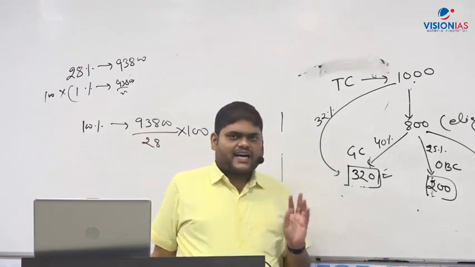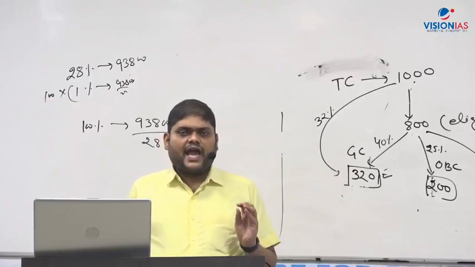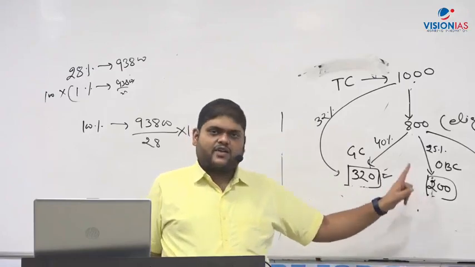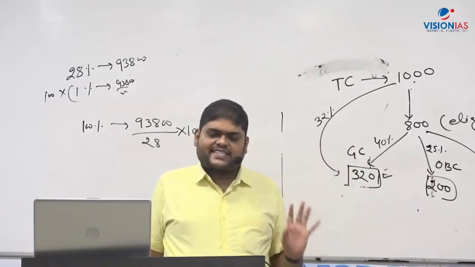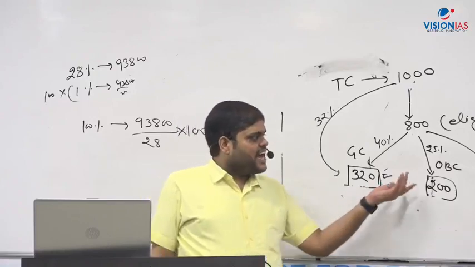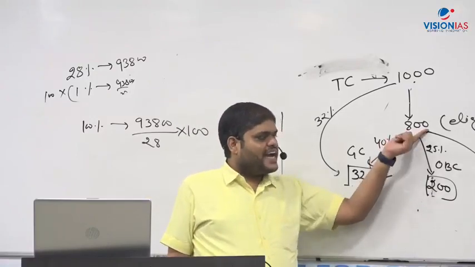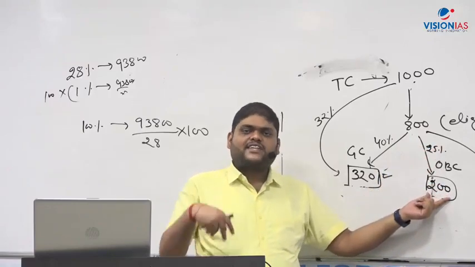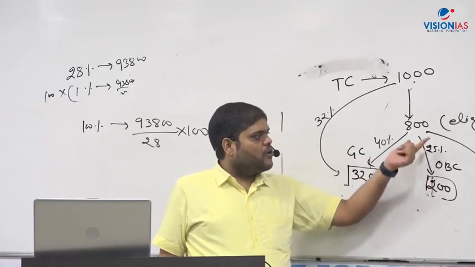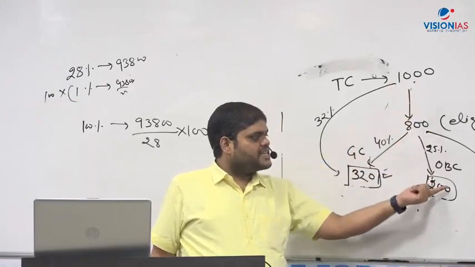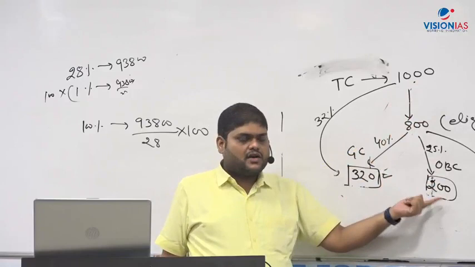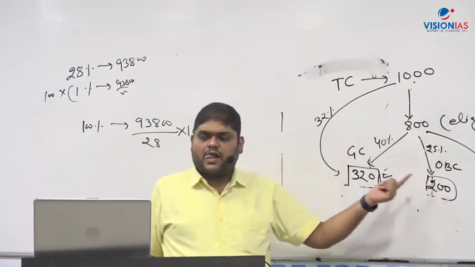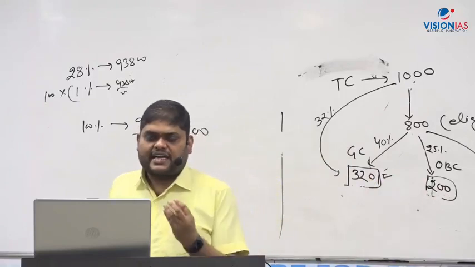See, again I am repeating, any data can be represented in two forms. One is number form, another one is percentage form. They can give the data like this: out of eligible, 25% is OBC. But to make it more complicated, they have given out of eligible, 20% of total is from OBC. So they are giving it in a different format.